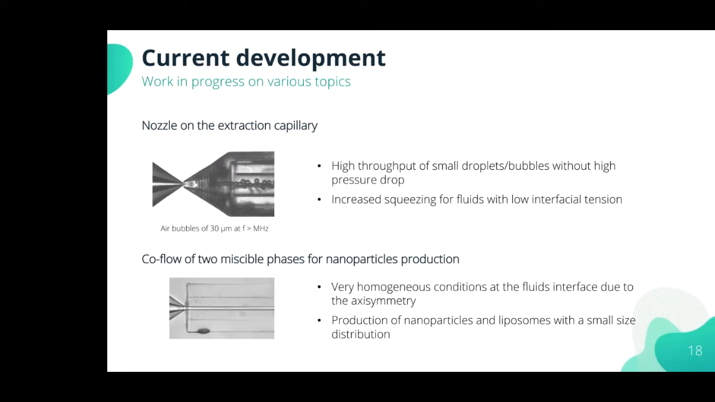Which future variation of the device can you expect to go into the nanometer range? Yes and no. No, because in the dripping regime, you cannot expect to get droplets in the nanometer range. But if you work with co-flow, as you can see on this slide, you can get nanoparticles at the interface of both fluids. That's one way of producing nanoparticles or liposomes. But you will not get the monodispersity of the dripping regime, of course.